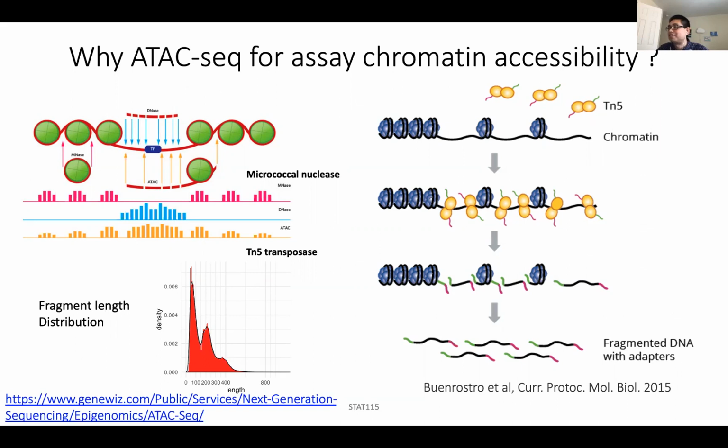In addition, it's really fast and easy and requires low starting material. In the early days, for example, ChIP-seq or other sequencing technology requires a lot of starting material. And for tumor samples or samples that are hard to get, it's not possible to do with other technologies. But with ATAC-seq, you can start as low as, for example, 2,000 cells. That's why it's gaining popularity.